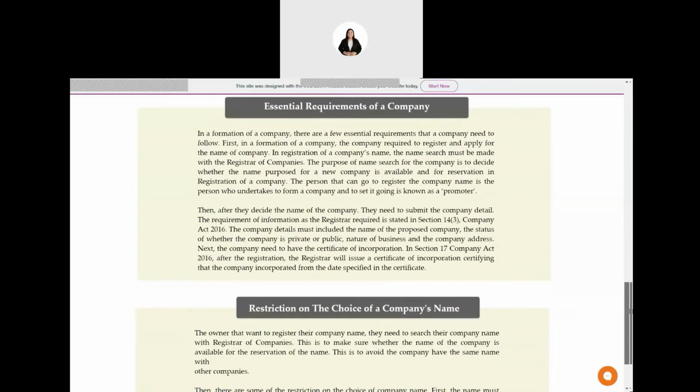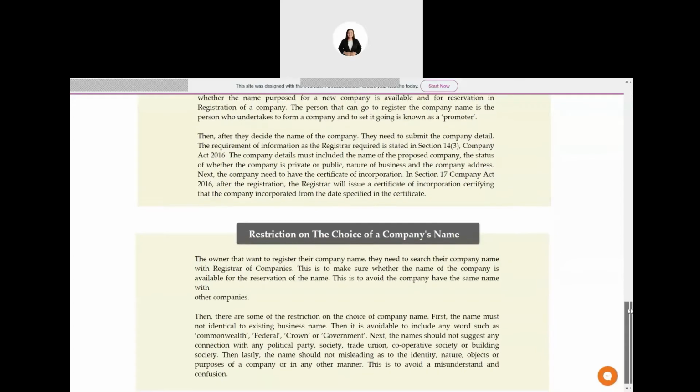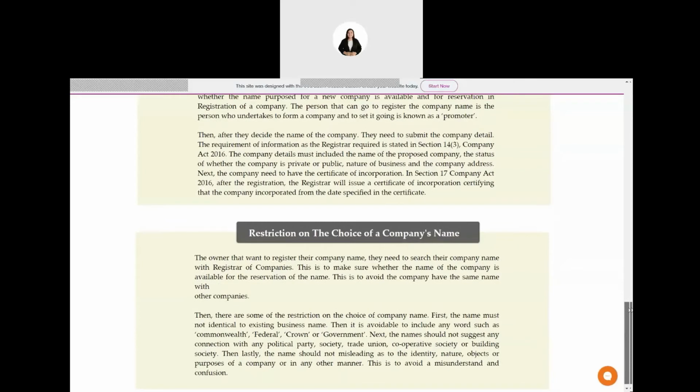Next are the essential requirements of a company. First, in the formation of the company, you have to apply to register the name of the company with the registrar. The purpose of the name search in the register is to decide whether the name proposed for the new company is available, and for reservation in the registration of the company. The requirement of information as the registrar requires is stated in Section 14, Subsection 3 of the Companies Act 2016. Next, the company needs to have the certificate of incorporation as mentioned in Section 17 of the Companies Act 2016.